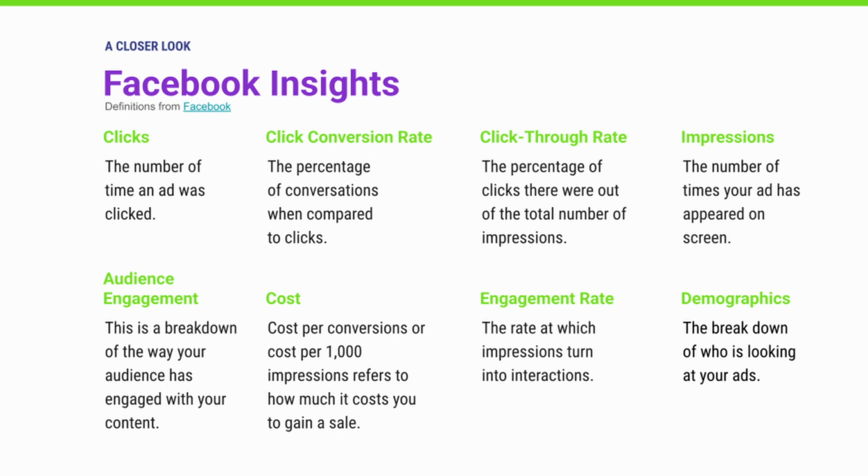Click-through rate, CTR. The ratio of clicks to total impressions. It shows the percentage of people who click on the ad after seeing it, indicating its effectiveness in prompting action. Impressions. The number of times an ad is displayed, regardless of clicks. This helps measure the reach of your ad.